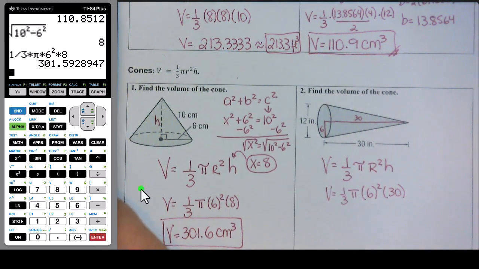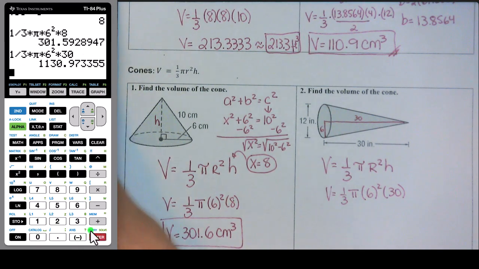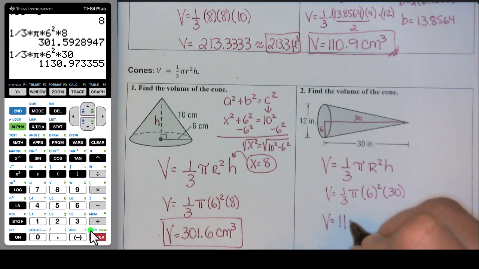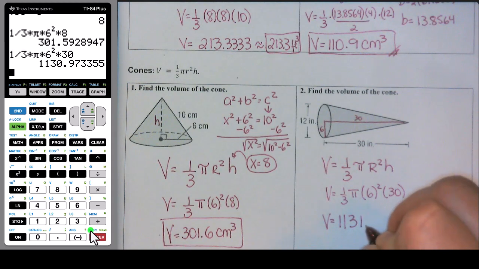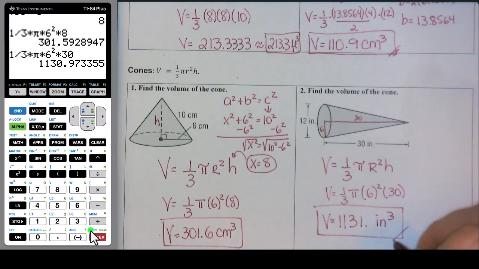All we have to do is plug it in the calculator. 1 divided by 3 times pi times 6 squared times 30 gives us 1,131, and this would be inches cubed. So there we go. This is our final answer.